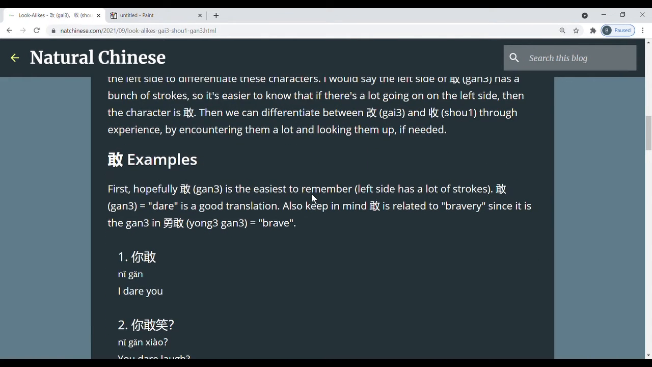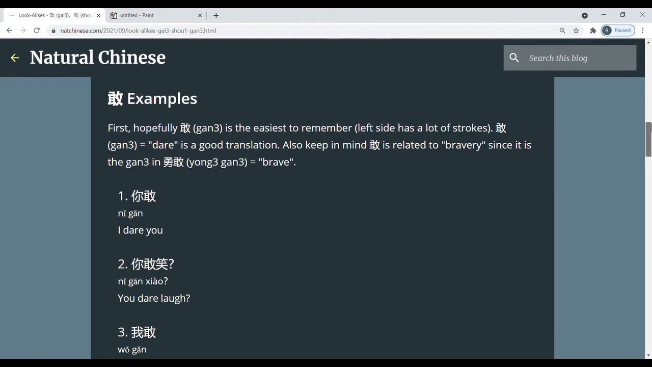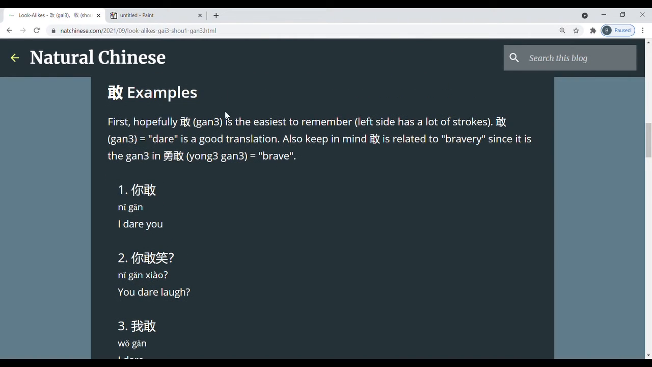And so let's go over some examples of each word. We'll start with gan. Once again, gan, the left side has a lot of strokes, so I hope that's the easiest one to identify. Dare, gan, meaning dare, is a good translation of the word. But I'd also keep in mind that gan comes from the word 勇敢, which is an adjective meaning brave. So dare is a good word, but it also has to do with whether you're brave enough to do something.